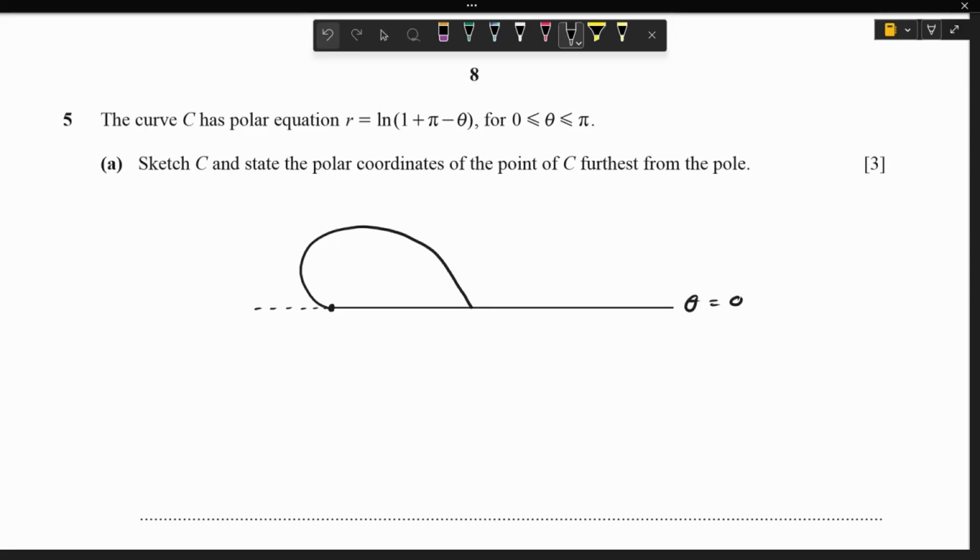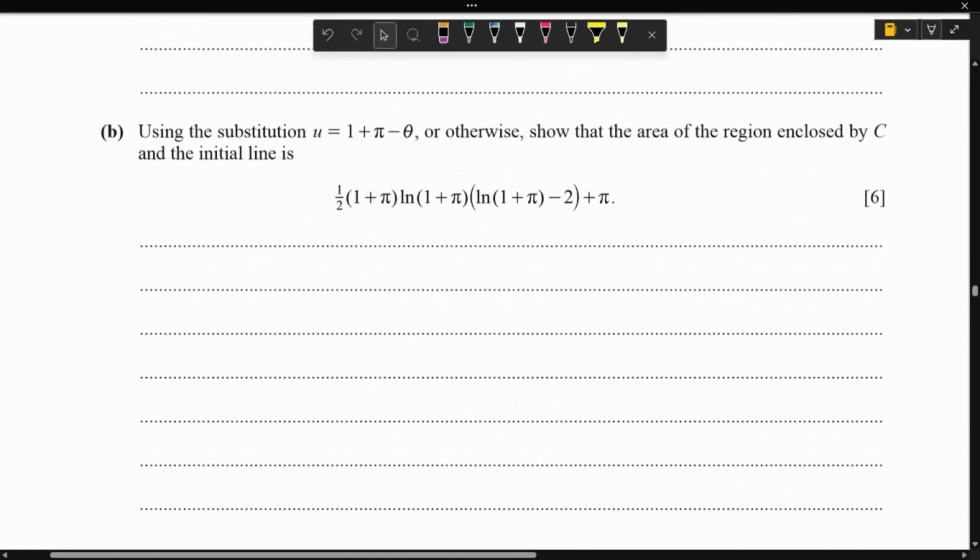All right. Now, the question says we should state the polar coordinates of the point of C furthest from the pole. Now, the point furthest from the pole should be this point here, and that's when θ is equal to 0. So when θ is equal to 0, r will be ln(1 + π), and θ will be 0. So these are the coordinates of the point furthest from the pole. Let's move on to part B.